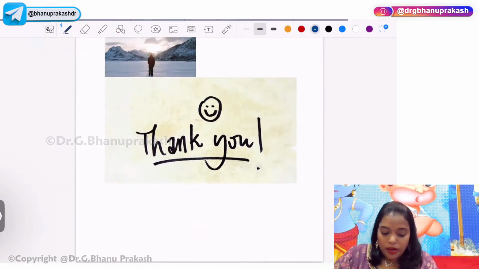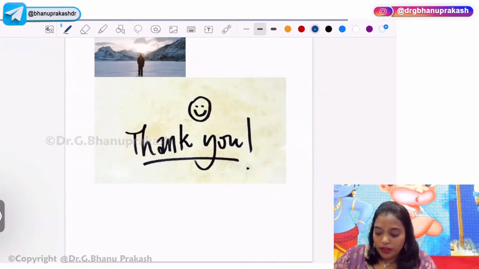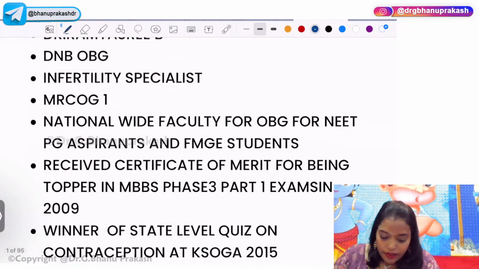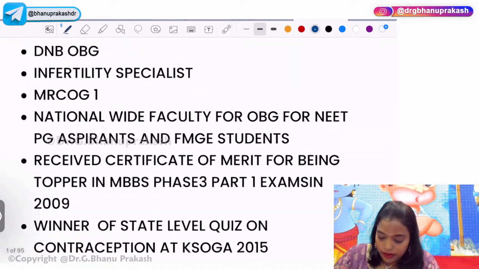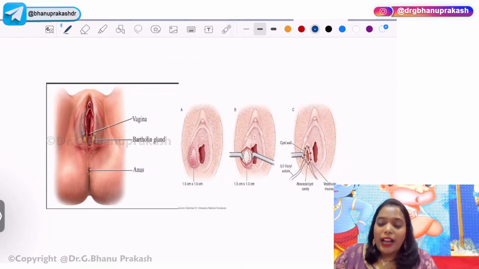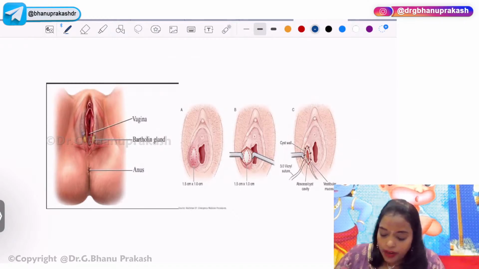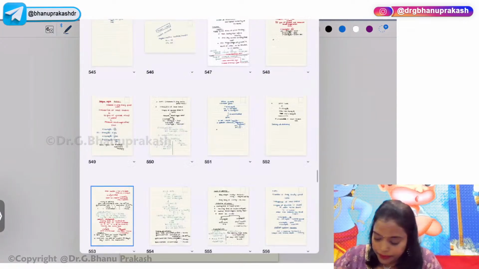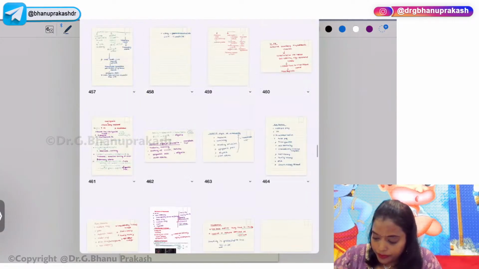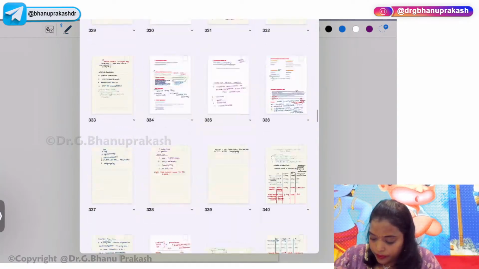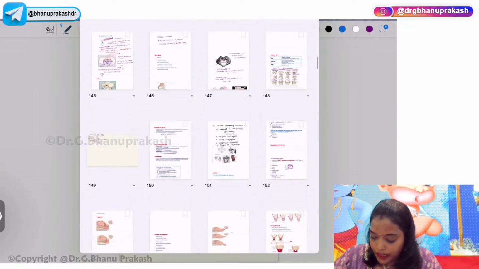So that's about the obs. Now we'll go for the gynec. Yeah, partogram. Partogram also is something which you are trying to ask me. So partogram may.